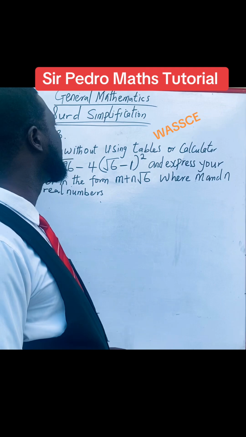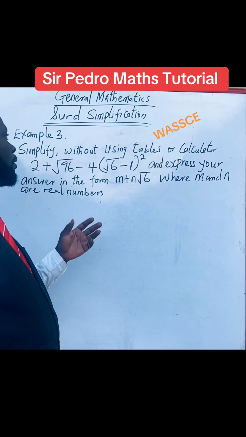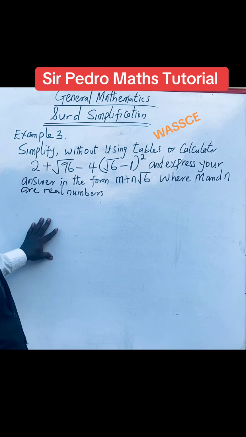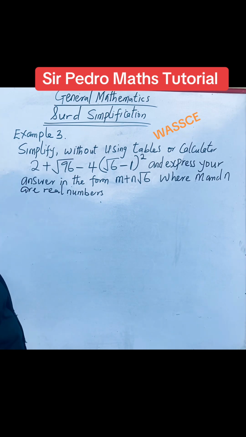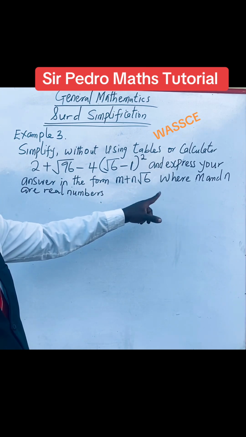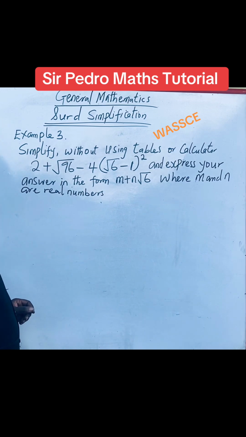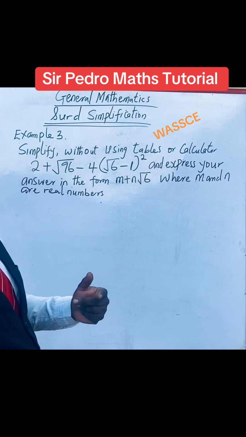Our great viewers, let's check this example again. The example says: simplify without using tables or calculator (2 + √96 − 4(√6 − 1))², and express your answer in the form m + n√6, where m and n are real numbers. All right. I know such questions sometimes, for those writing examination, look quite challenging.